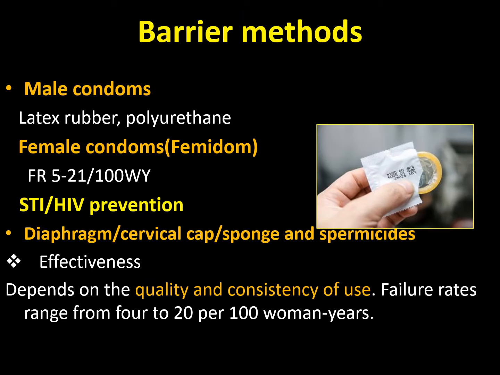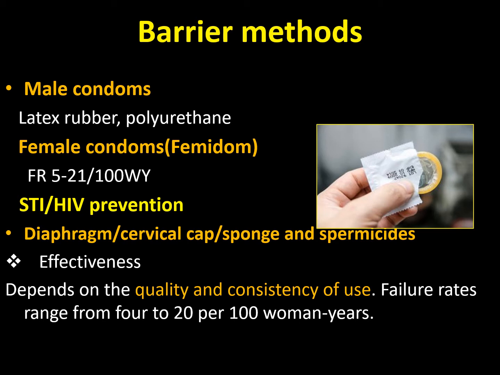Barrier methods include male and female condoms, in addition to diaphragm, cervical cap, sponge, with the use of spermicides. The effectiveness of these methods depends on the quality and consistency of use. The failure rate in general ranges from 4 to 20 per 100 woman years.